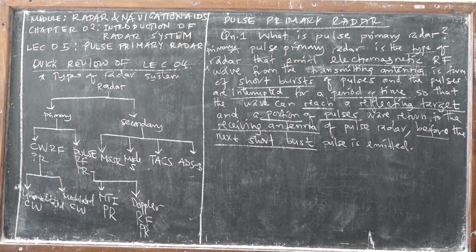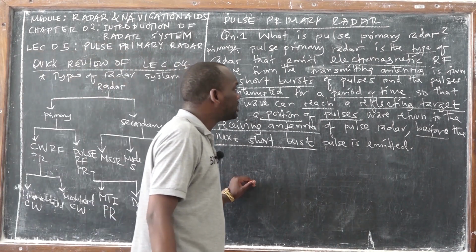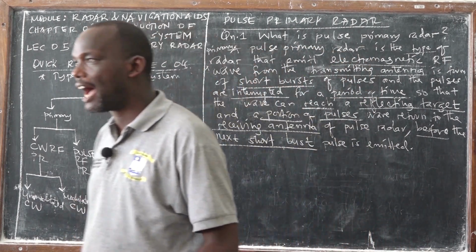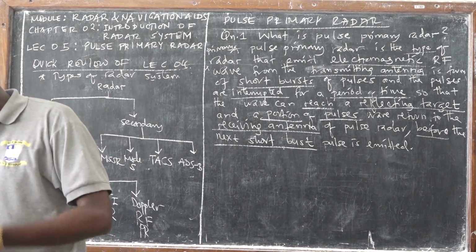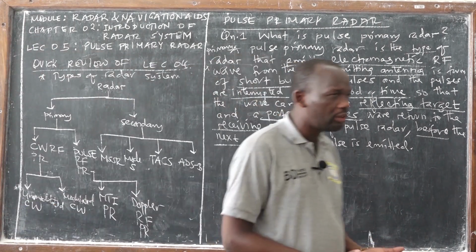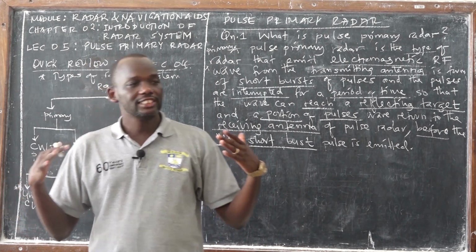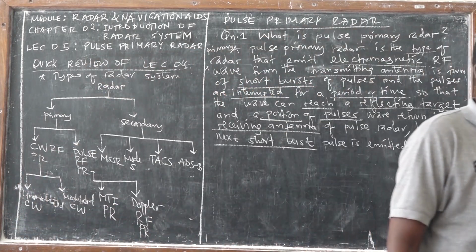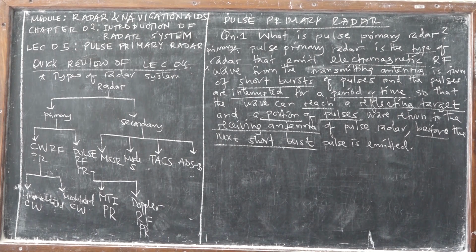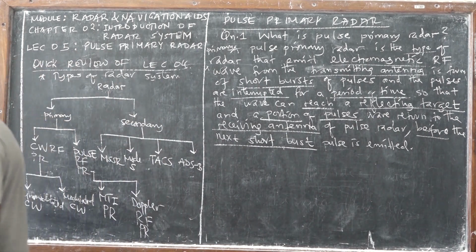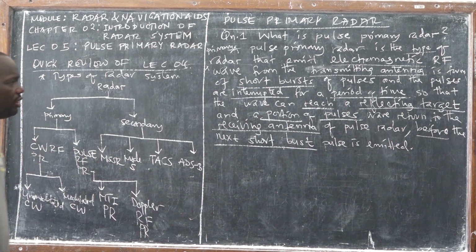Remember that in this pulse primary radar system we have something which we call modulation, where the information signal is modulated with a carrier signal. This electromagnetic radio frequency wave is a carrier signal, carrying what? The information signal. And the nature of the information signal is in form of short bursts of pulses.